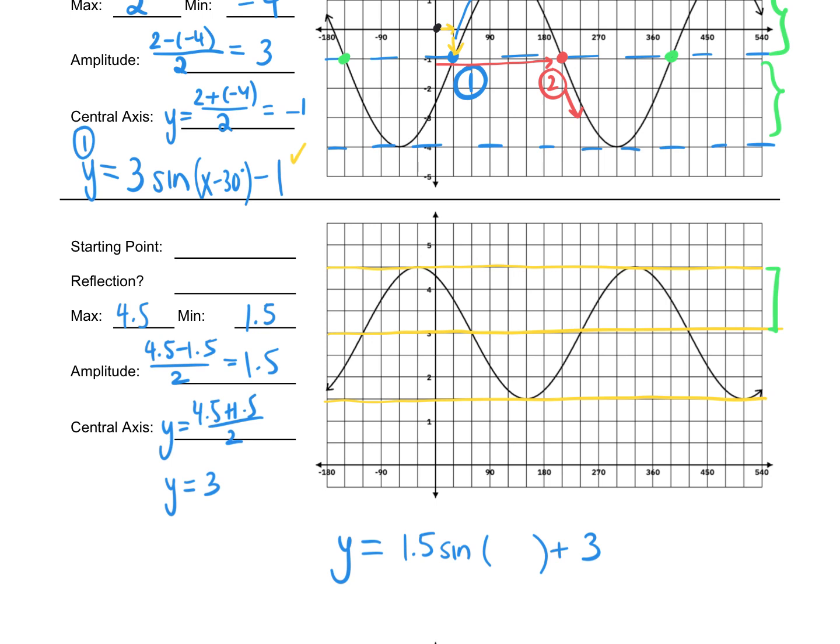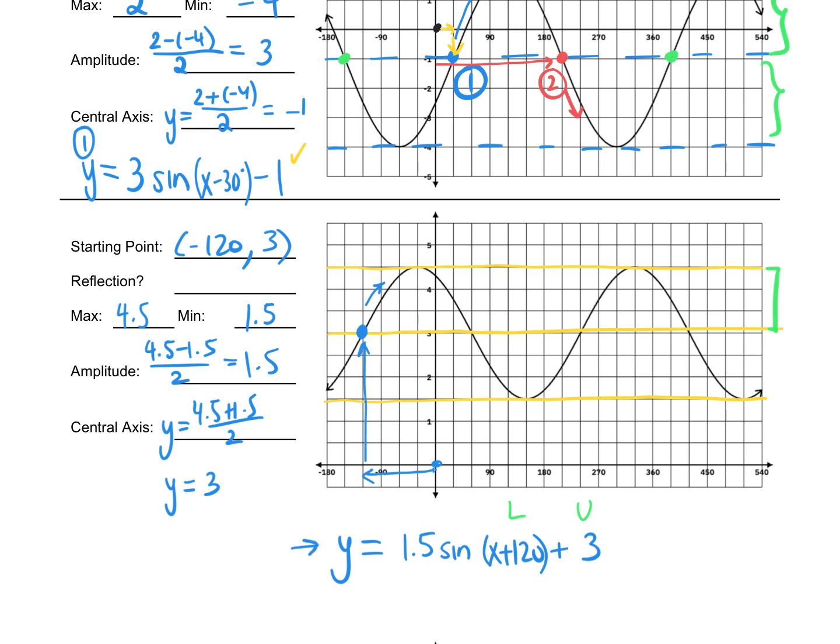I'm going to choose this point this time. It's at negative 120 degrees, comma, 3. So that means I must have shifted to the left 120, which means x plus 120, because the original point used to be here at the origin. So we must have gone left 120, up 3. Here's the left 120, here's the up 3. And now, from the starting point I chose, we're heading up to the maximum, so there's no reflection. So this here is a good equation.